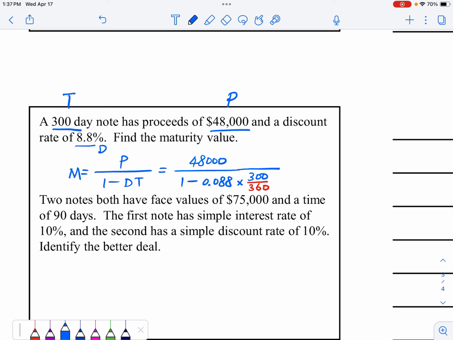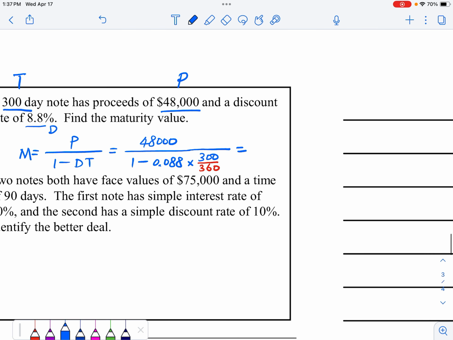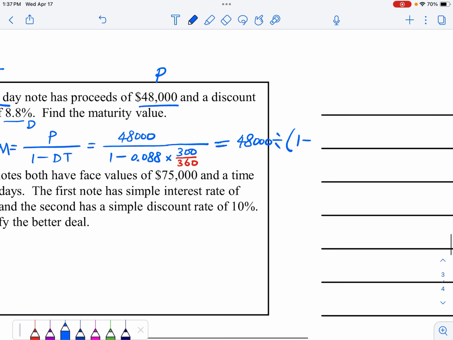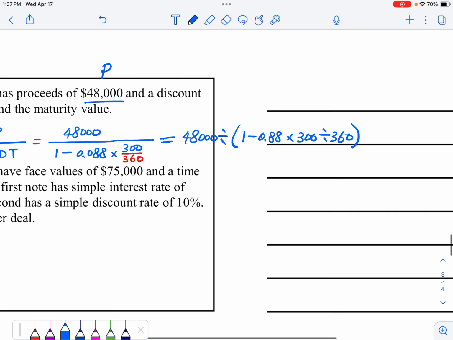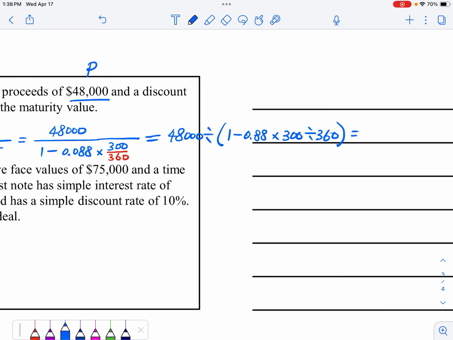And from my own calculator, I get this. By the way, I do want to emphasize for this particular problem, if I were to type it in my calculator, this is what I would do: 48,000 divided by, make sure you use parentheses, 1 minus 0.088 times 300 divided by 360. Okay, that's how I would enter that into the calculator. So this turns out to be $51,798.56. Again, always check my math.